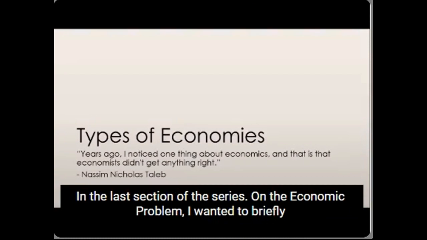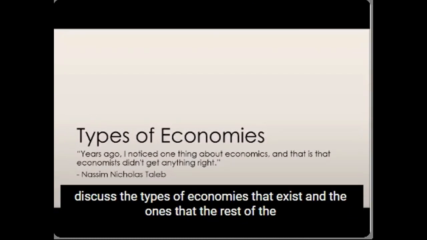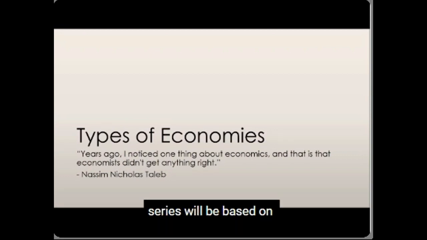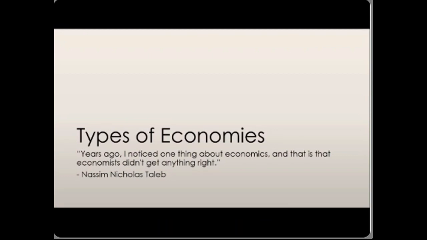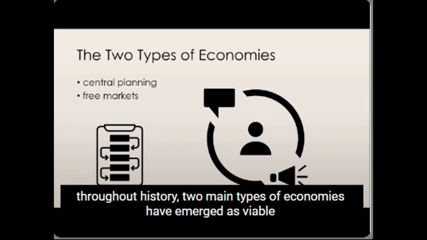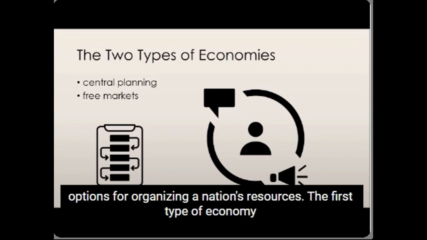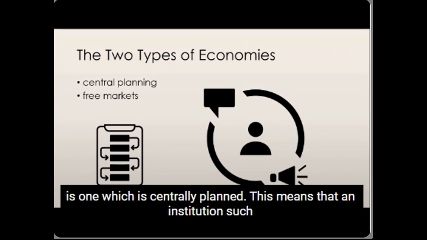In the last section of the series on the economic problem, I wanted to briefly discuss the types of economies that exist and the ones that the rest of the series will be based on. Throughout history, 2 main types of economies have emerged as viable options for organizing a nation's resources. The first type of economy is one which is centrally planned.